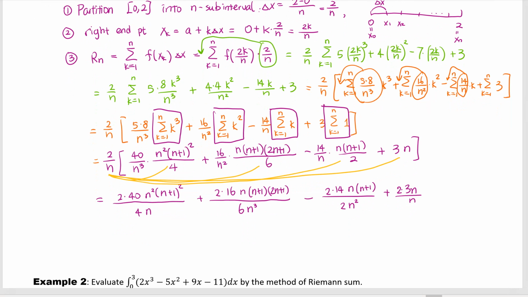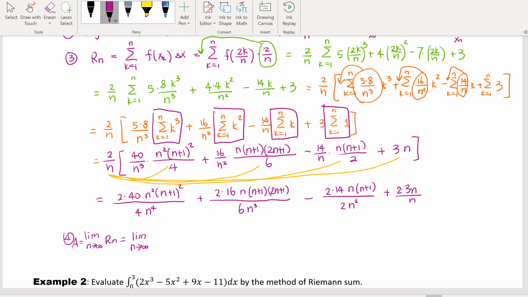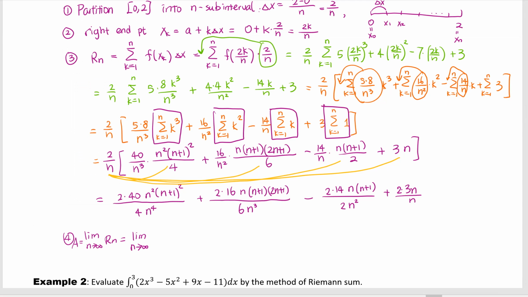So this is n to the 4. You can see for each term, what's the degree of the numerator? This term, the degree of the numerator is 4, and the degree of the denominator is 4. This guy, the degree of the numerator is 3, and the degree of the denominator is also 3. For each term, the degree of the numerator equals the degree of the denominator. So when n goes to infinity, the area equals, we just look at the dominant term. What are the dominant terms? The dominant terms are 2 and 40, n squared and n squared.